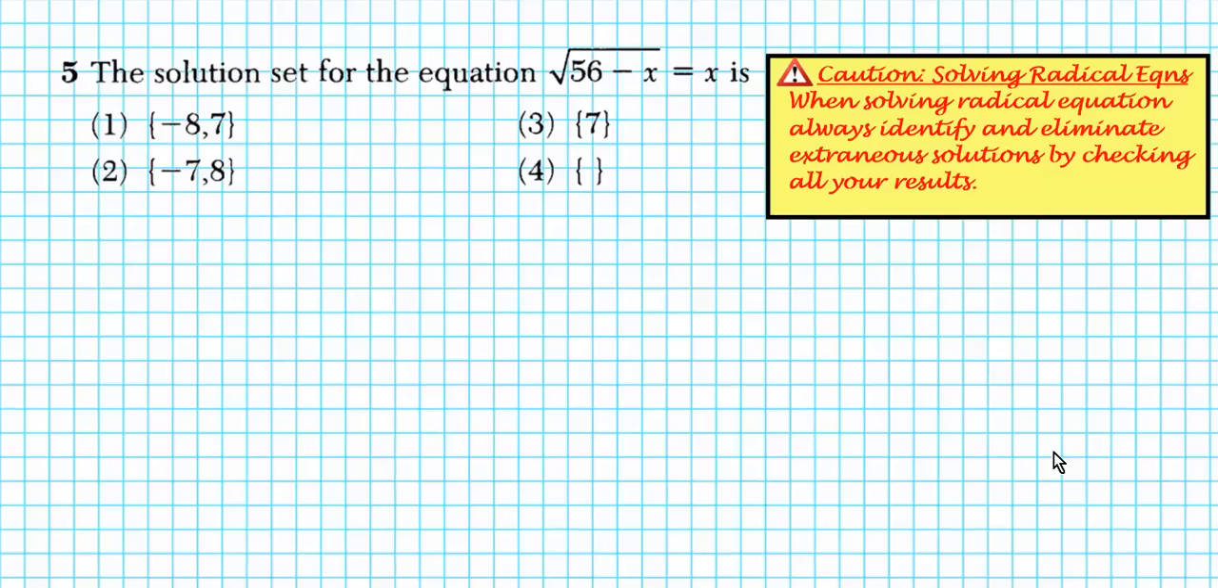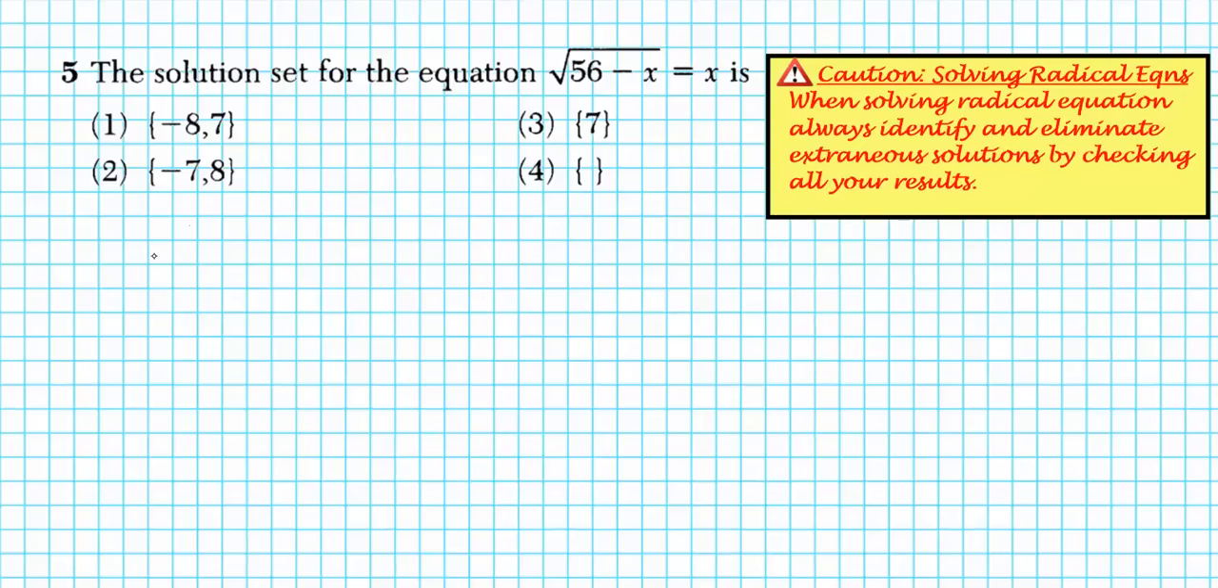So when solving by squaring both sides, you might inadvertently introduce extraneous solutions to your answer. Those extraneous solutions that are not solutions to the problem can only be identified by checking your results, plugging your answers back into the original problem. So let's go ahead and solve, and not forget to check.